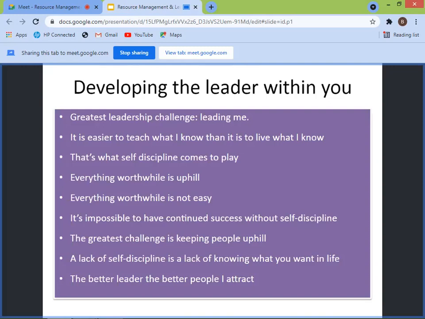Some leaders are born leaders, some are not, but they can be developed. So developing the leader within you, you have to develop the leader within you. As you go on with your work with the organization, you have to develop your own leadership skills.